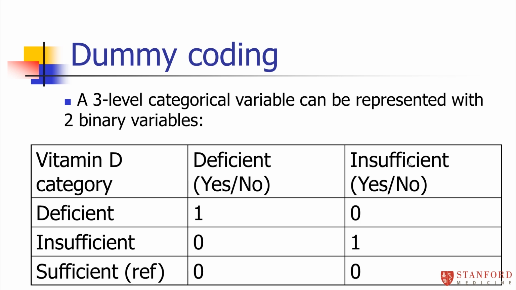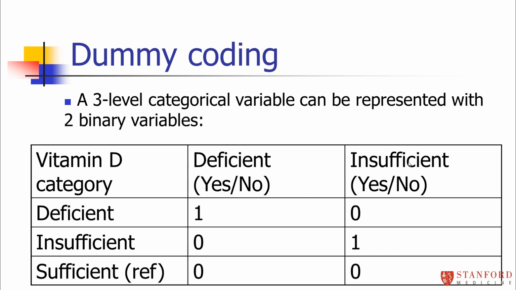How do we dummy code these three categories? Here's dummy coding. If I want to take a three-level categorical variable, I can represent it as a series of binary variables. I actually only need two binary variables if it's a three-level variable. If it was a four-level categorical variable, I would need three binary variables, and so on. There's going to be one group that's the reference group, and that's going to be the group that has a 0 on all the binary variables.